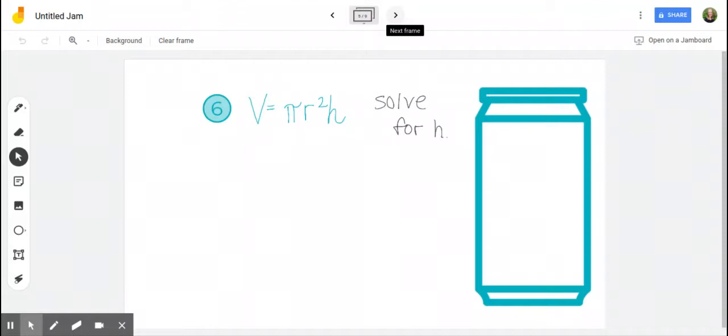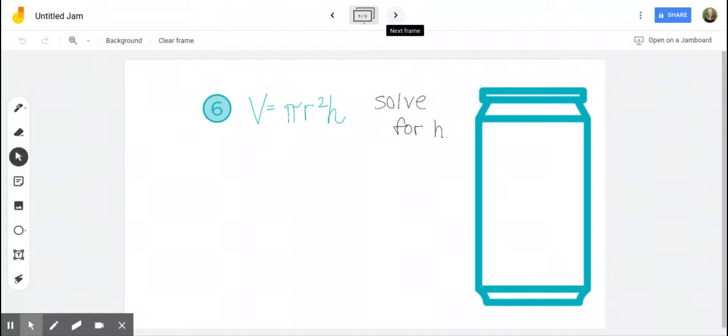So maybe we know the amount, maybe we know the volume, and maybe we know the radius, so we know half the distance of the circle at the bottom of the can. But we need to know how tall does the can need to be to hold all the volume, hold all the liquid, hold all the solid, whatever we're dealing with.